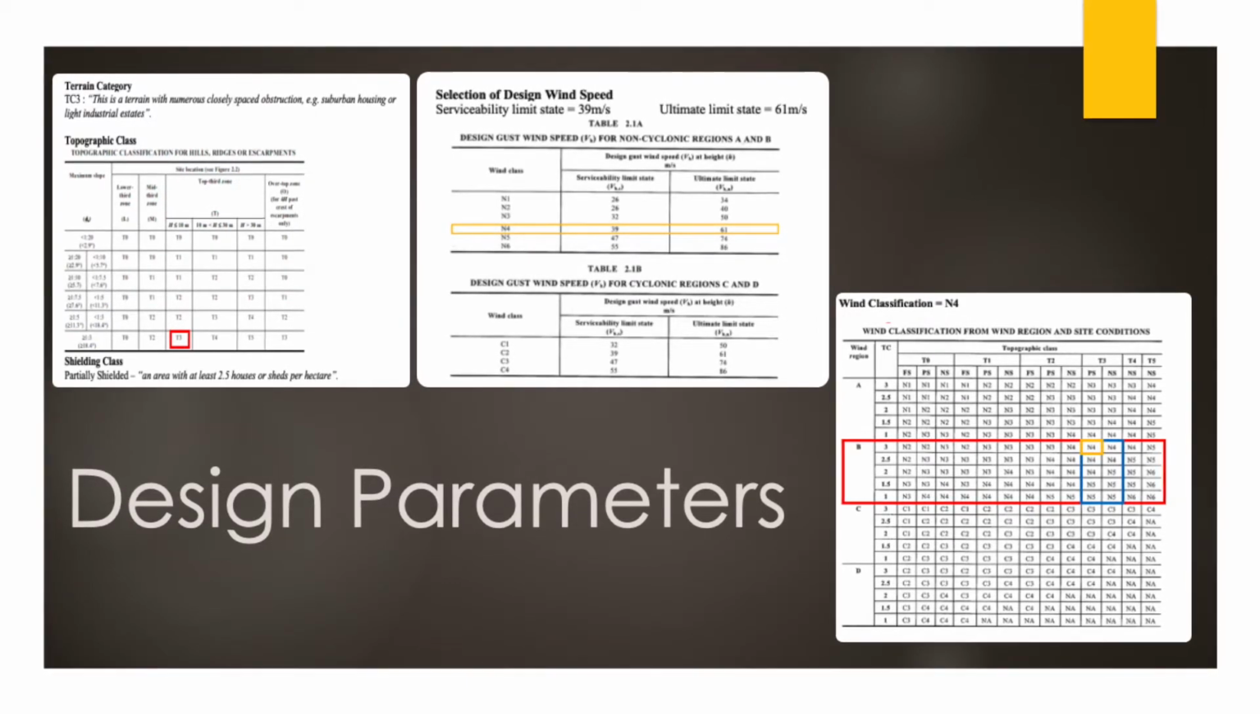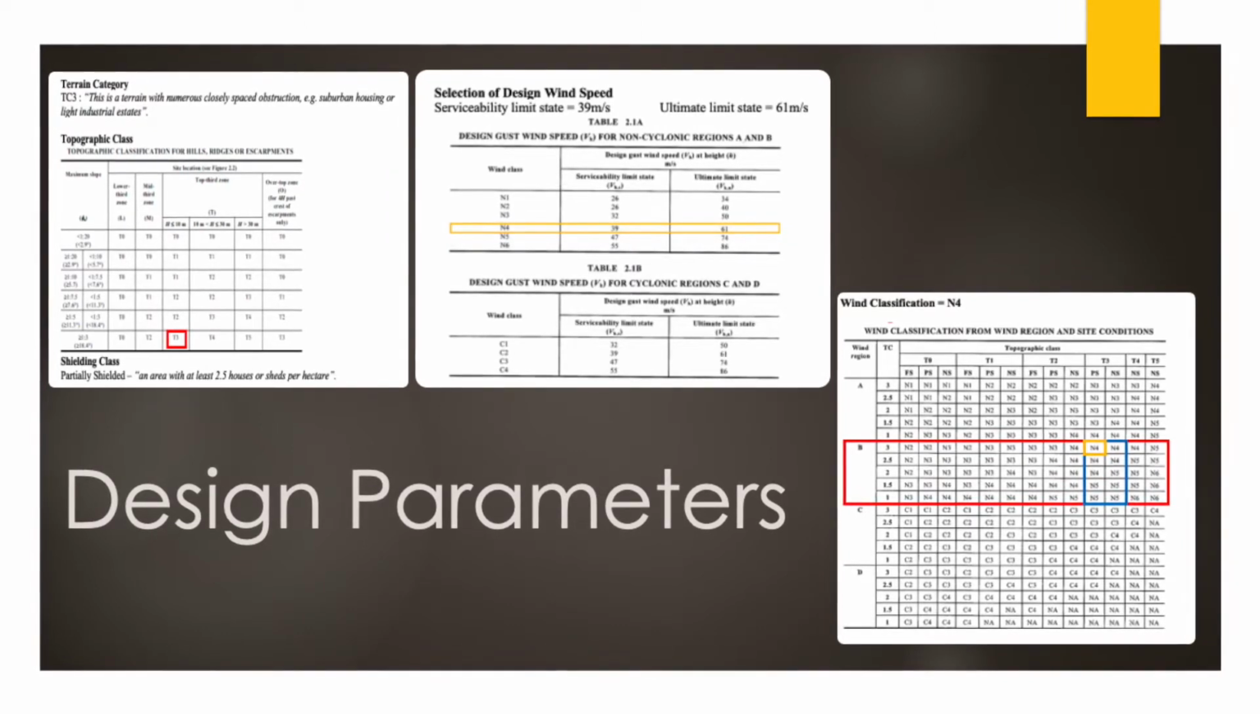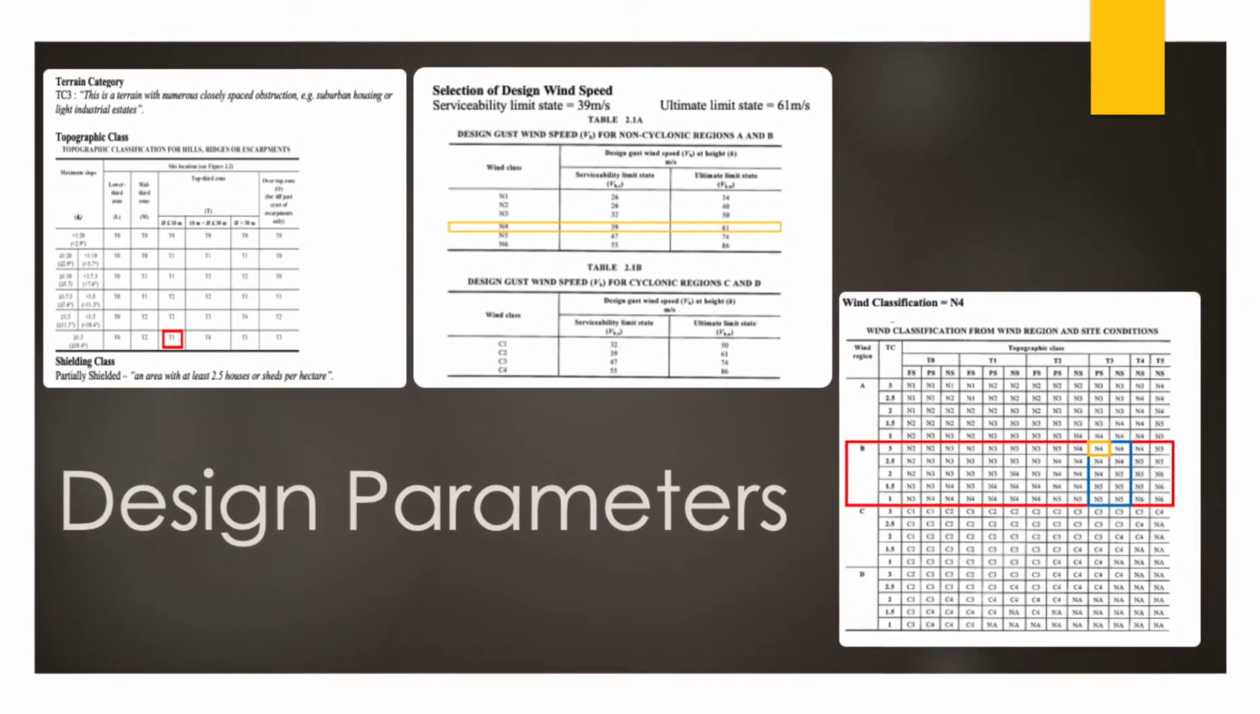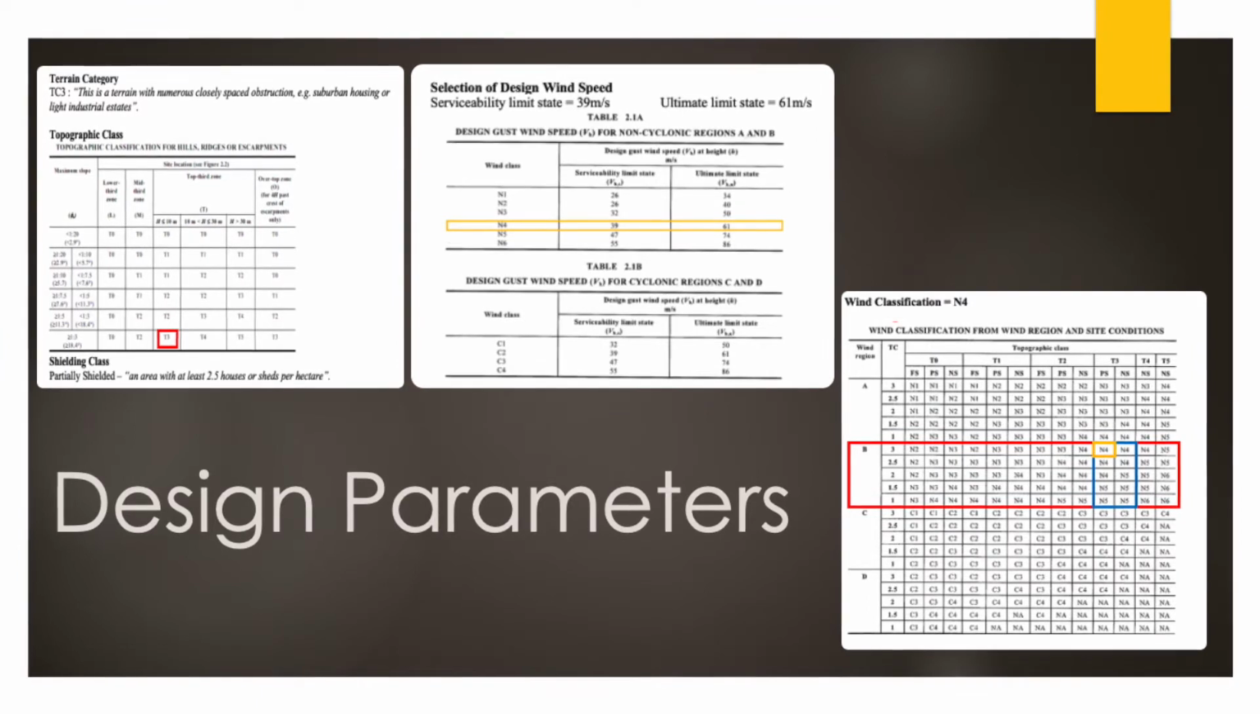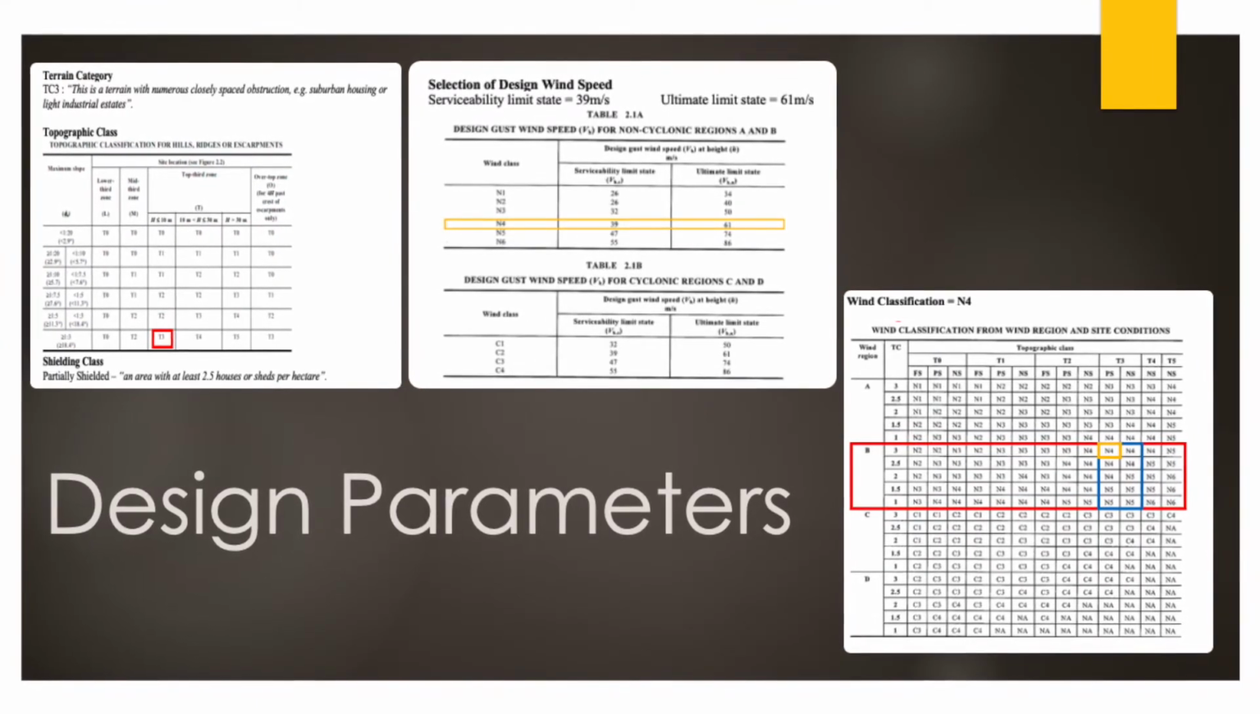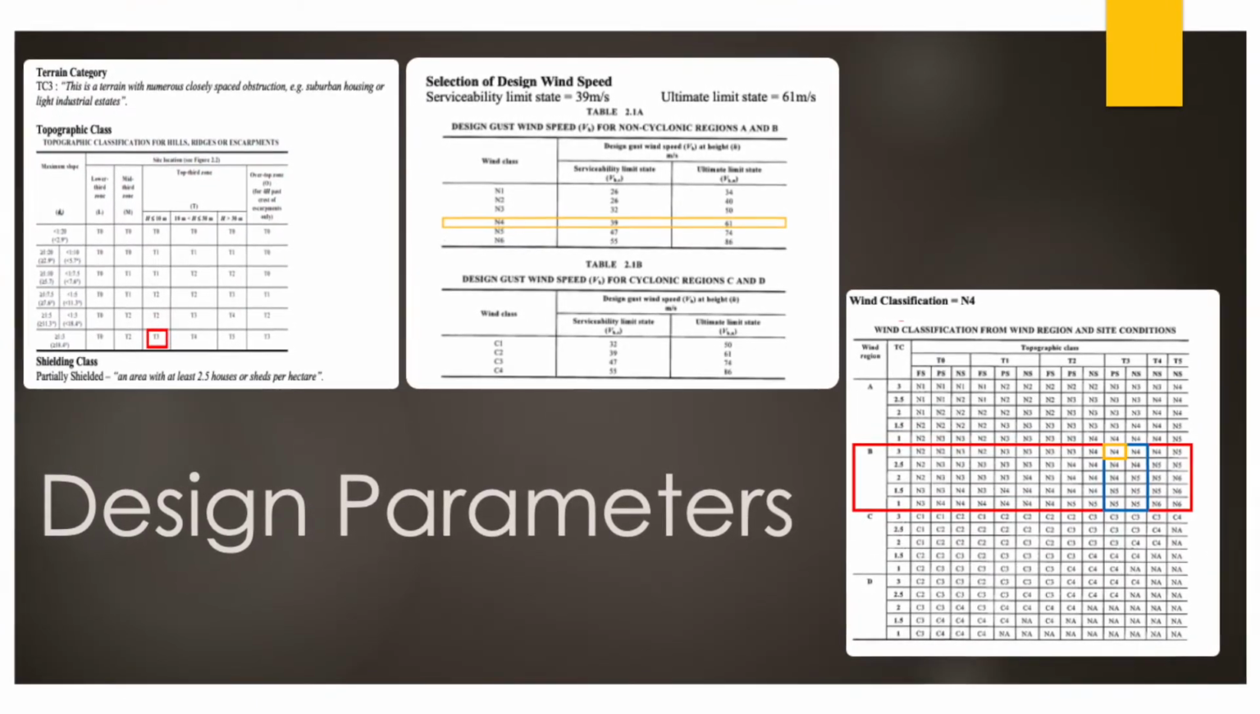We were given terrain category 3, which is TC3, which is where there is terrain with numerous closely spaced obstructions, such as suburban housing or a lot of industrial estates.